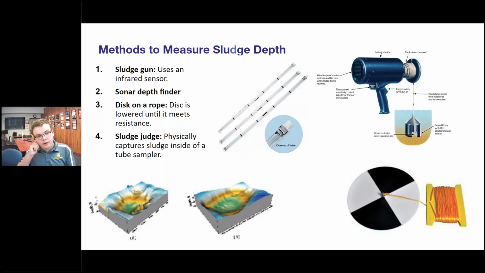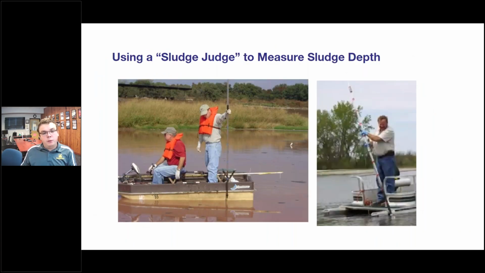Then finally, there's the sludge judge, where it's simply a plastic tube with a valve on one end. You dip it all the way down to the bottom where it hits the sludge layer. You can both measure it as well as open that valve on the bottom to take in a sludge sample. So these pictures here are just some examples of people using sludge judges. You can see in the bottom of the tube the brown sludge layer that's being collected in each of those pictures.